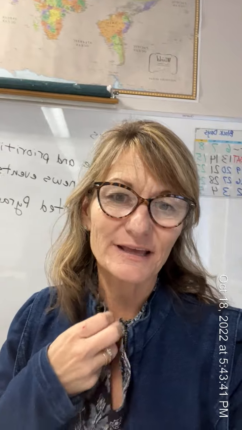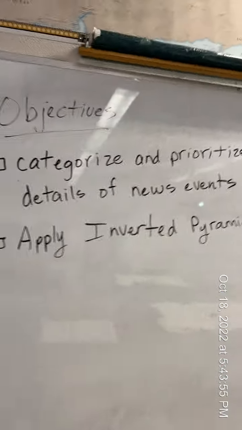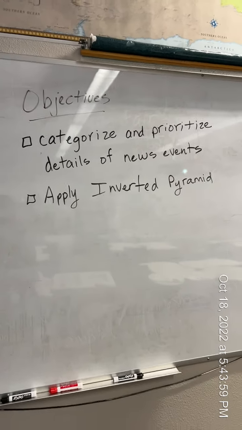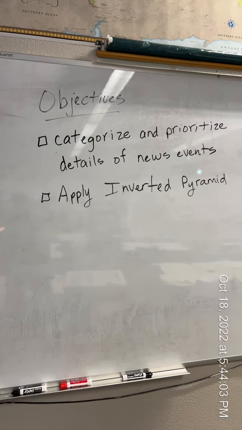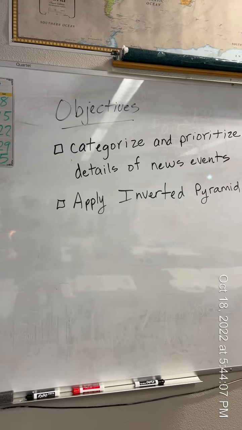Hi, so my lesson is going to be part of a class called Introduction to Journalism. And this particular lesson is going to be about writing headlines and news briefs. So here I have the objectives. Briefly, I've boiled them down for students. It will be to categorize and prioritize details of a news event and apply the inverted pyramid.